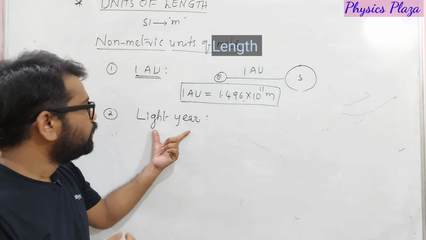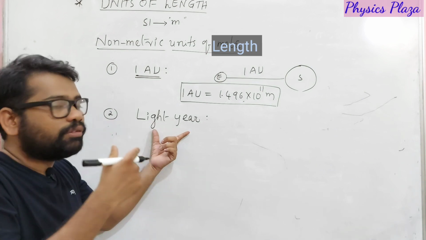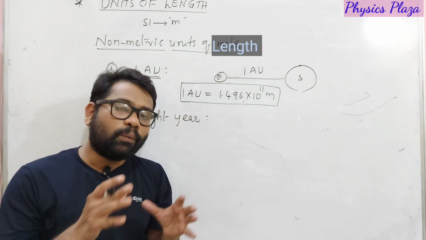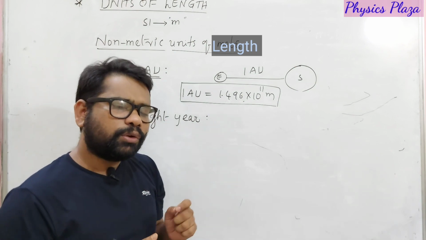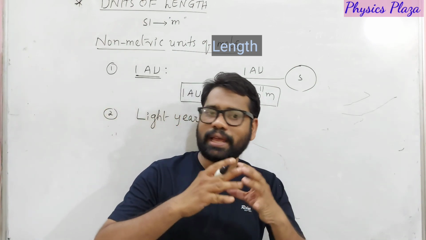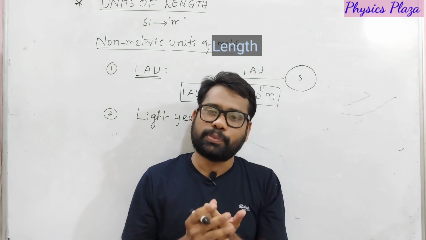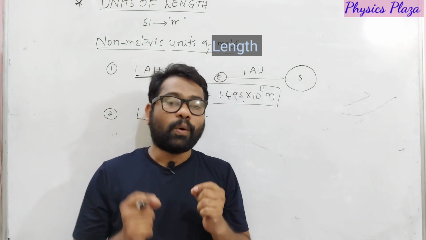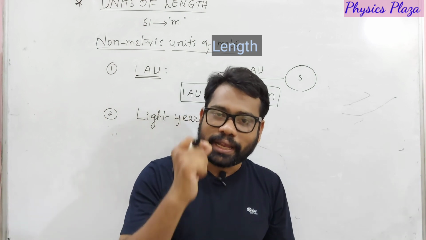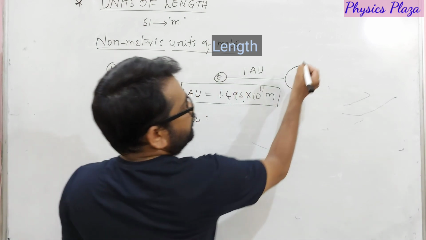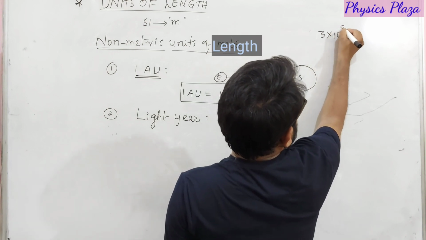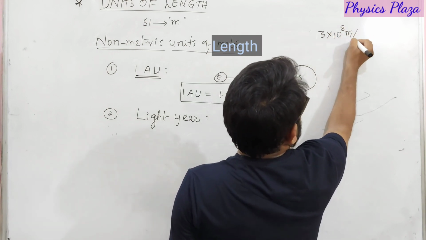But how can we write the relation? How can we make a relation between light year and the meter? For that we should understand what a light year is. Children, we know that light has some velocity, you can even say speed. So what is the speed of the light, dear children? Can you guess? We all know that light can travel 3 lakh kilometers, that is 3 into 10 power 8 meters per second.